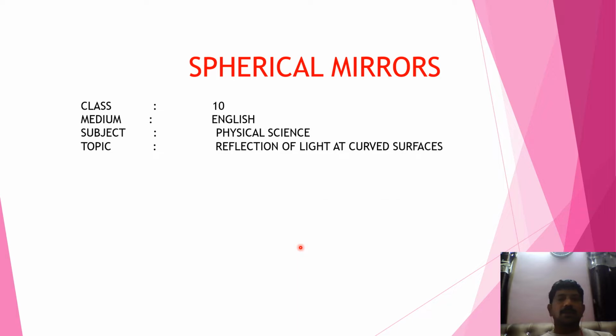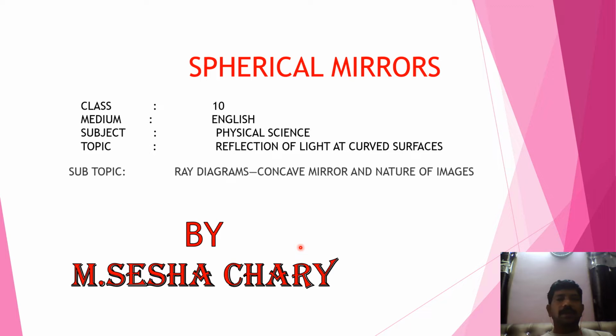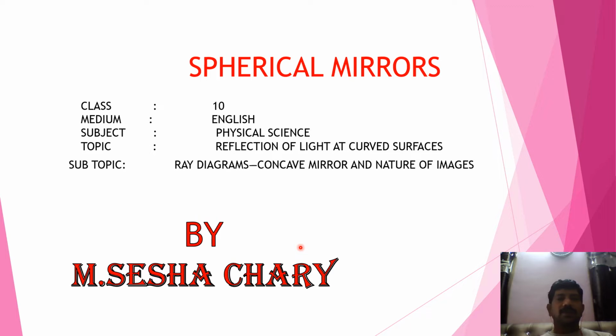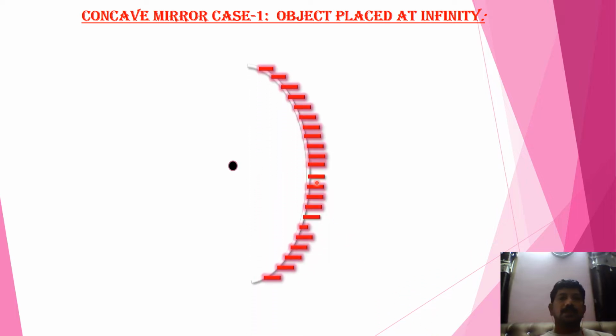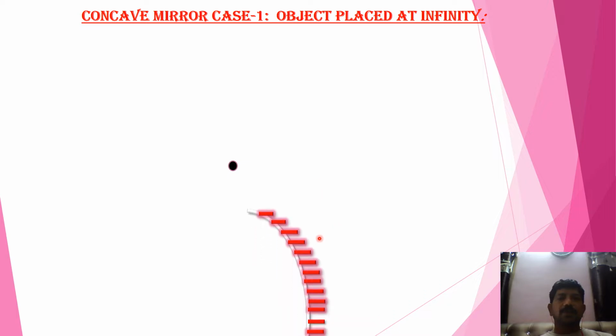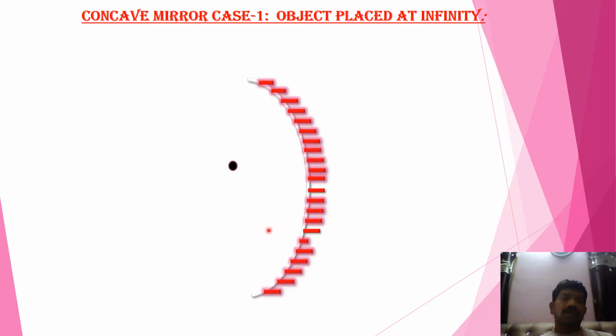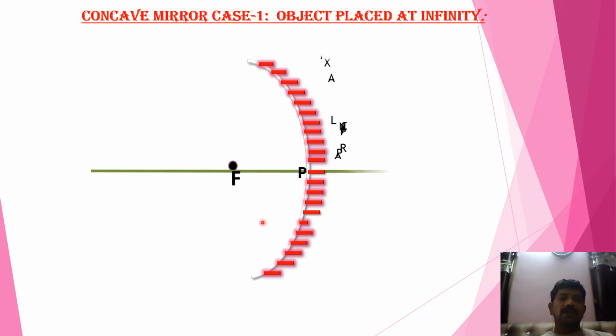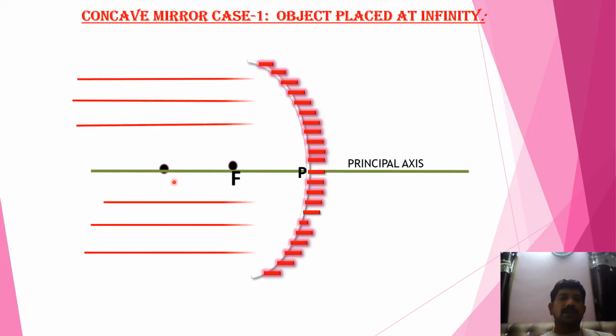Okay, children, already we studied the characteristic behavior of different rays for concave mirror and convex mirror. Now observe this animation, children. This is the concave mirror. See this one. This curved inside surface is acting as the reflecting surface. This is the principal axis. See, this is the pole and this is the focus. This is the center of curvature.